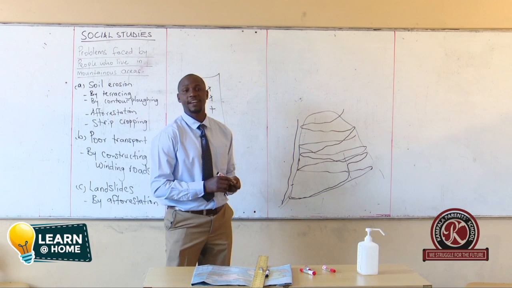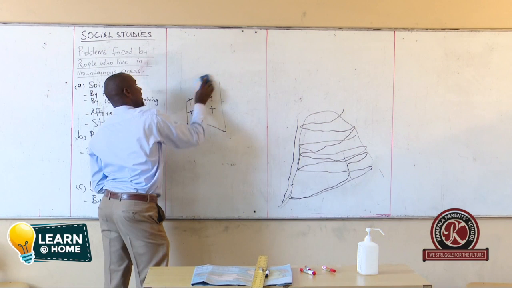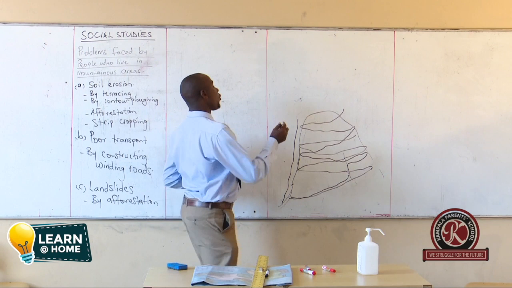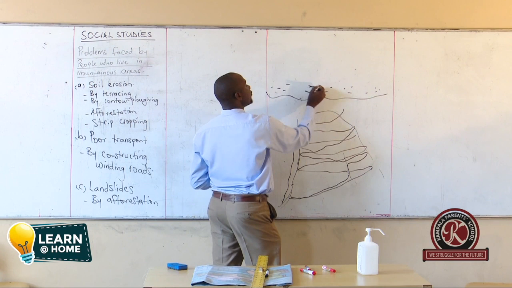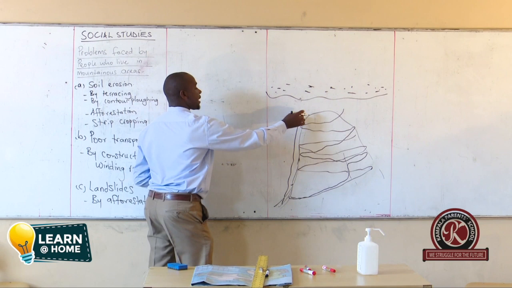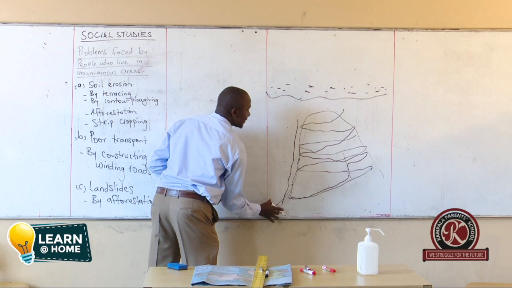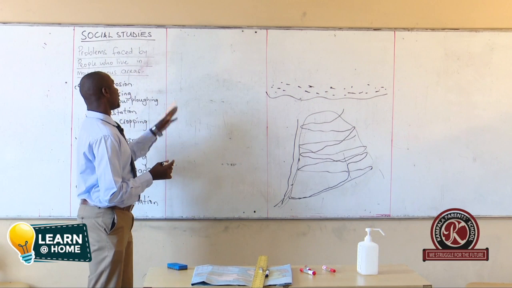When we go ahead, somebody says floods. We cannot have floods in mountainous areas. Because when we talk about floods, we mean a lot of water in a lowland which is not moving. So in a mountainous area like this one here, we can only experience landslides and mud slides, but floods are experienced in a lowland area. So don't talk about floods being experienced in mountainous areas.